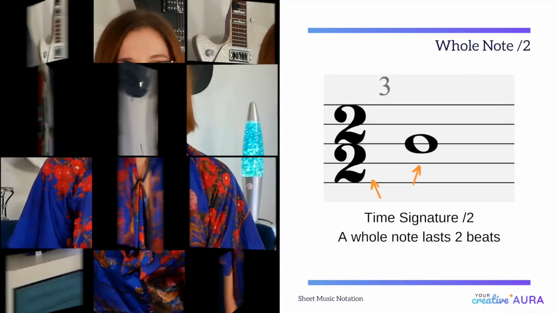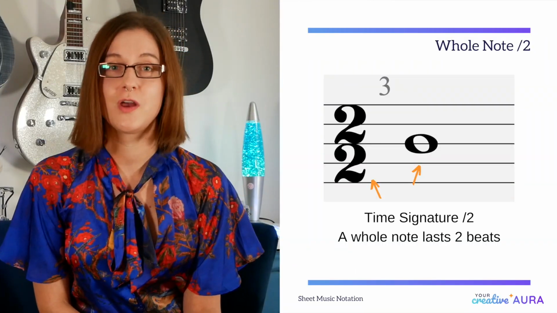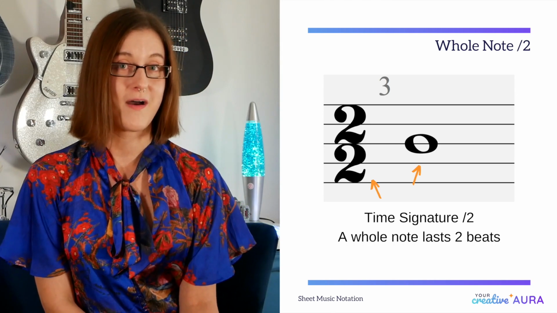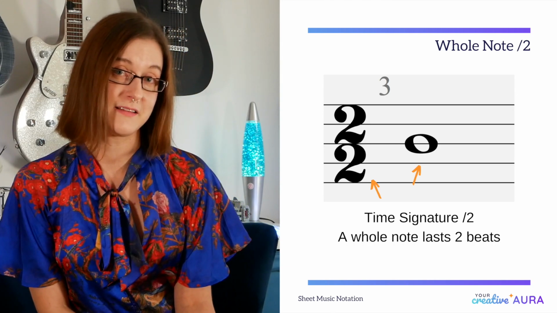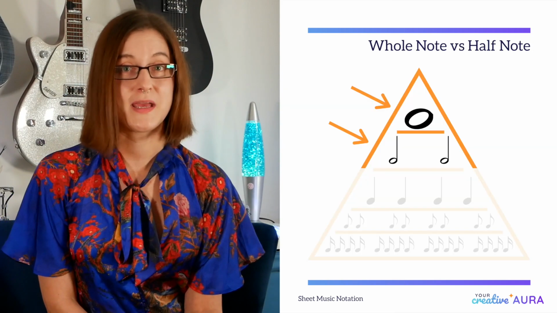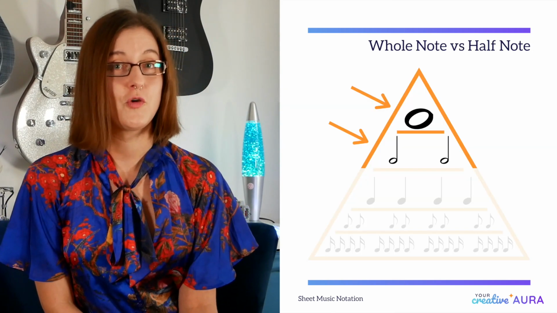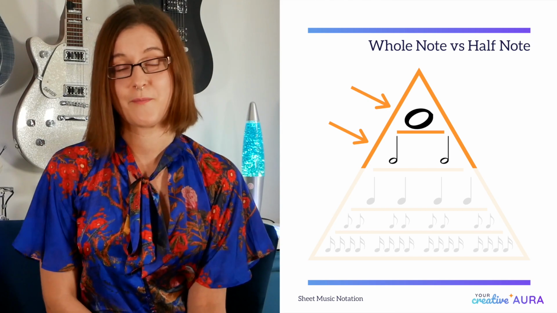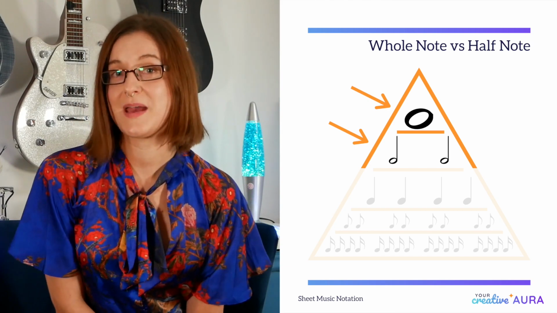So let's have a look how it copes in the /2 time signature, which you can probably guess what that's based on. In time signature 2/2, a whole note will last 2 beats, which will take up the entire bar as a bar requires 2 beats. Now, it is 2 beats because it takes 2 half notes to make a whole note, and the time signature /2 is based on the half note.